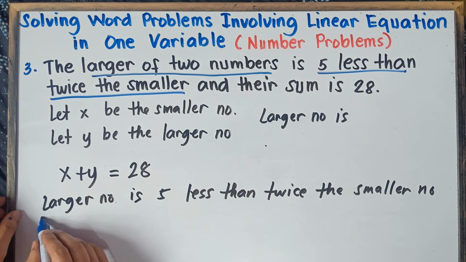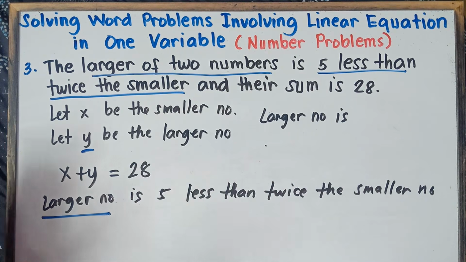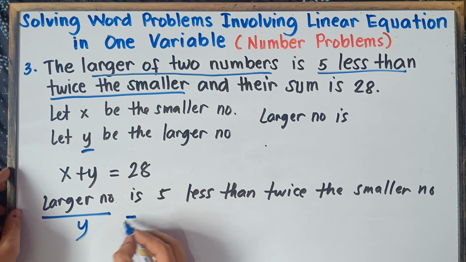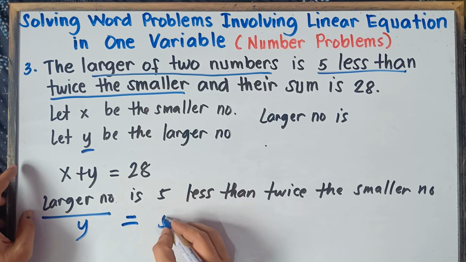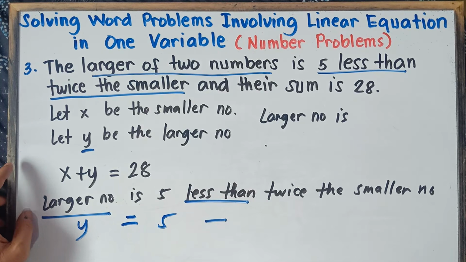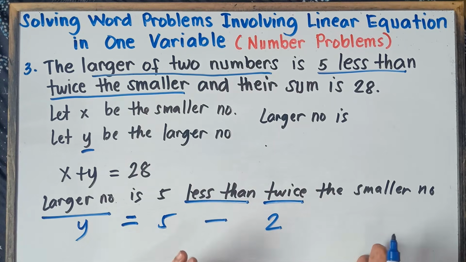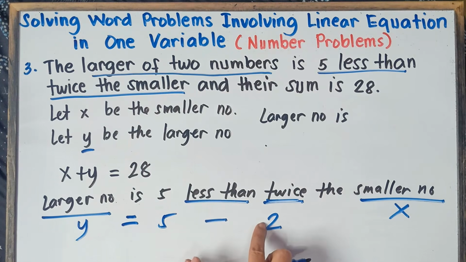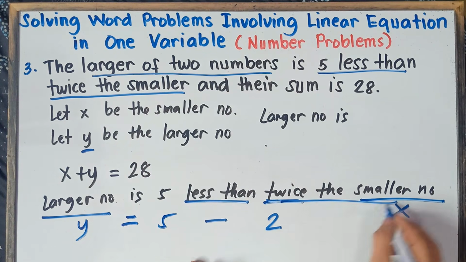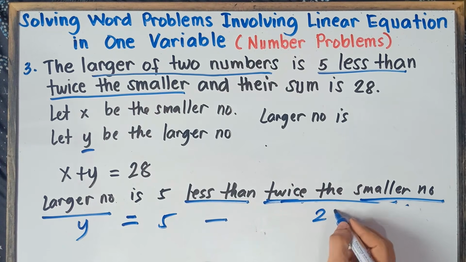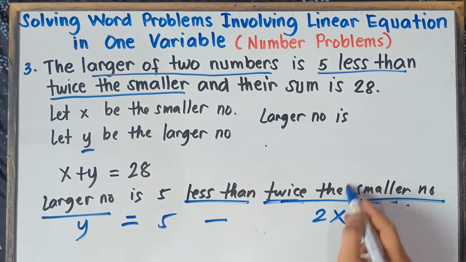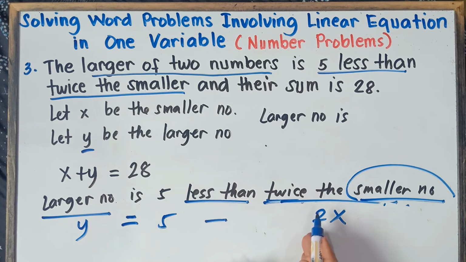Once again, our larger number, we assume, is y. So this is y, equal sign. 5 would be the number 5. Less than would be a minus sign. Twice would be 2 times the smaller number, that is x. So our smaller number is x, right? So twice the smaller number should be 2x. I hope it's clear for you, class. Twice means 2 times, and we are multiplying the smaller number, x, so that would be 2 times x.